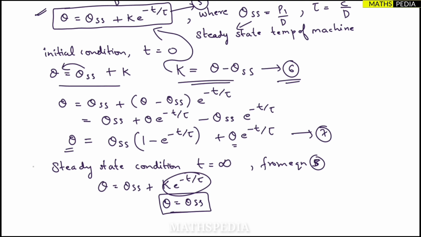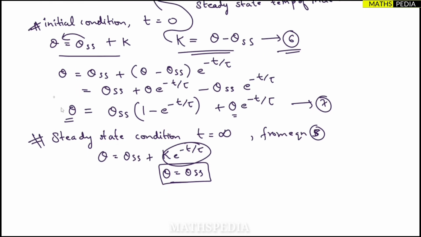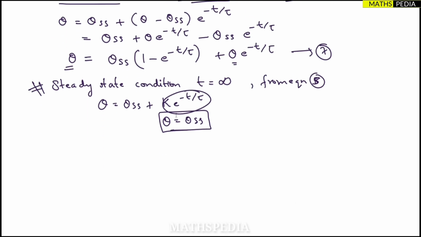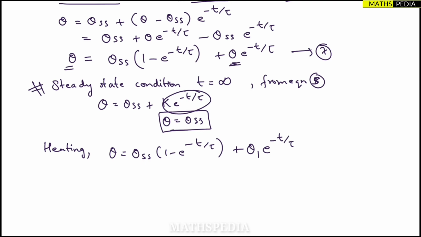Now coming back, this also you have to mention: steady state condition. So this is the initial condition in which we got the seventh equation. Now this seventh equation you have to observe carefully. This will divide into two parts, heating as well as cooling. So the heating part will be theta is equal to theta ss into 1 minus e power minus t by tau plus, instead of theta I'll put theta 1 for heating, e power minus t by tau. This is for the heating.